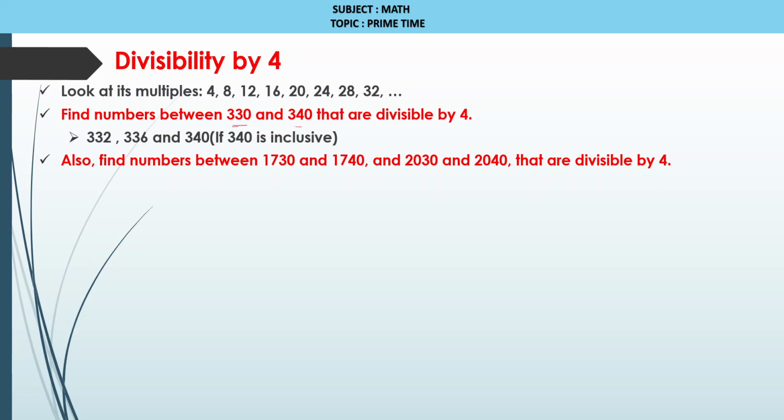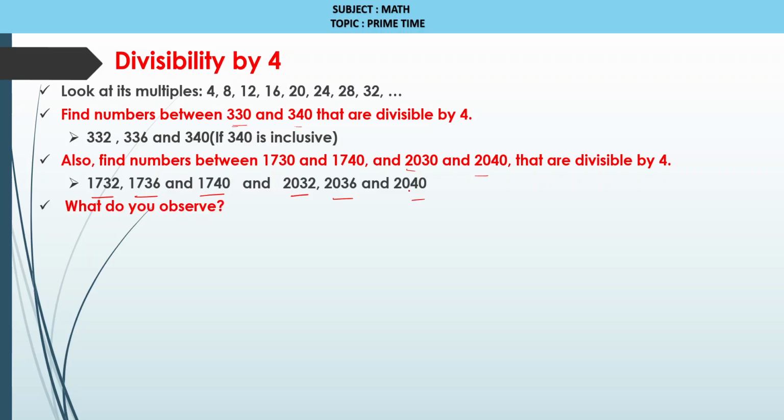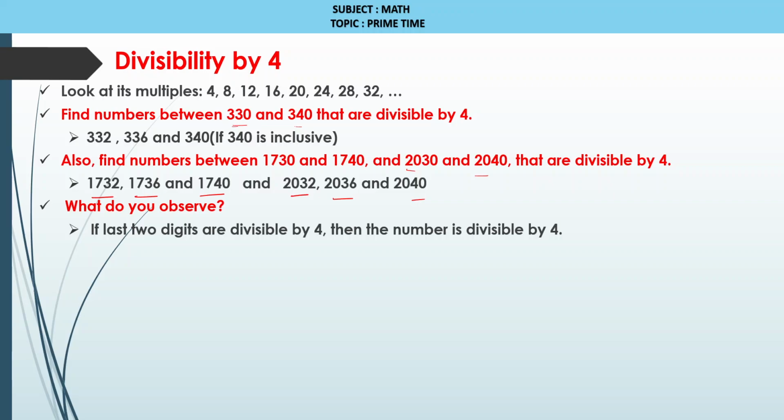Also find the numbers between 1730 and 1740, 2030 and 2040 that are divisible by 4. Here: 1732, 1736 and 1740. Similarly, between 2030 and 2040 are 2032, 2036 and 2040. What do you observe here? If the last two digits are divisible by 4, then the number is divisible by 4.